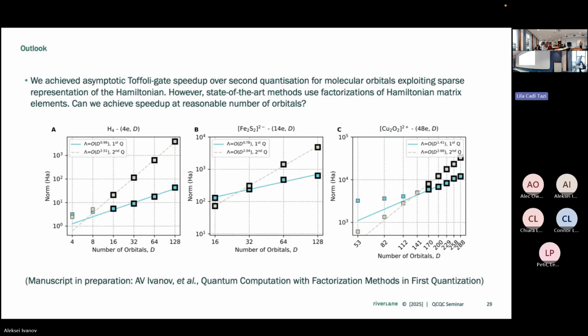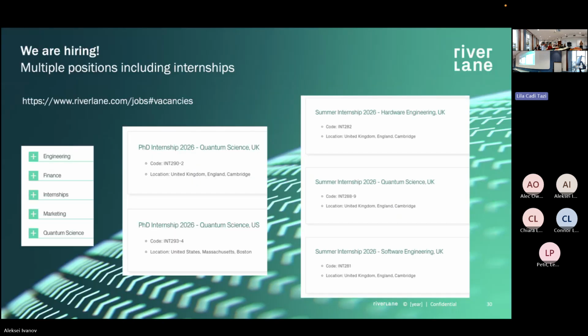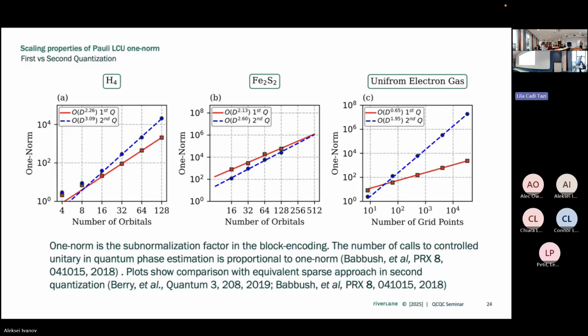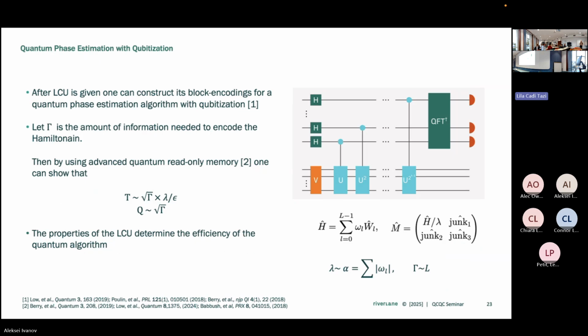This is another thing which we're currently working on. As I said, we use QPE with a qubitized walk operator, but what if you just do Trotterization time evolution? What is the cost of the algorithm? Do you get any advantage compared to second quantization or things like that? Or even if you just do a Trotterized split operator, so you're aiming for something more near term.